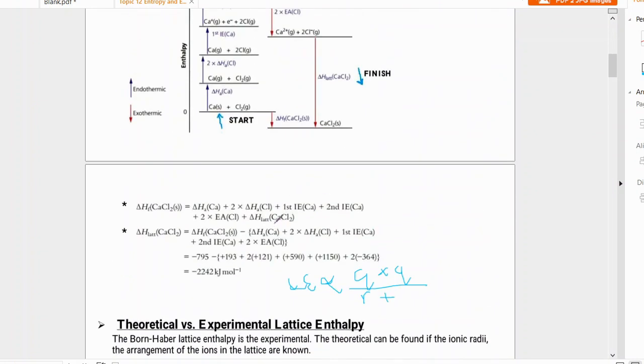You just rearrange this diagram. This will come to be positive. Positive for MgCl3.